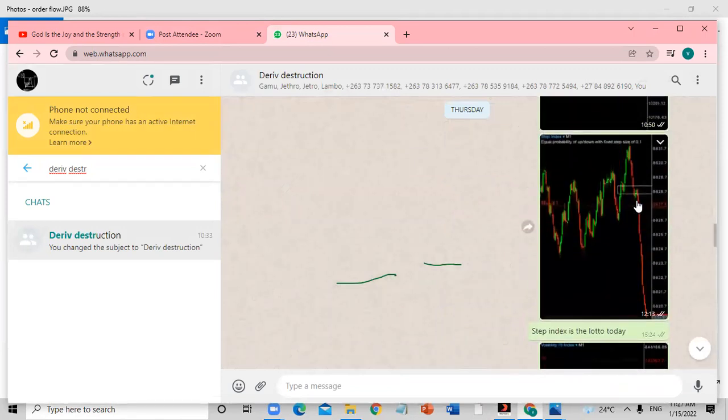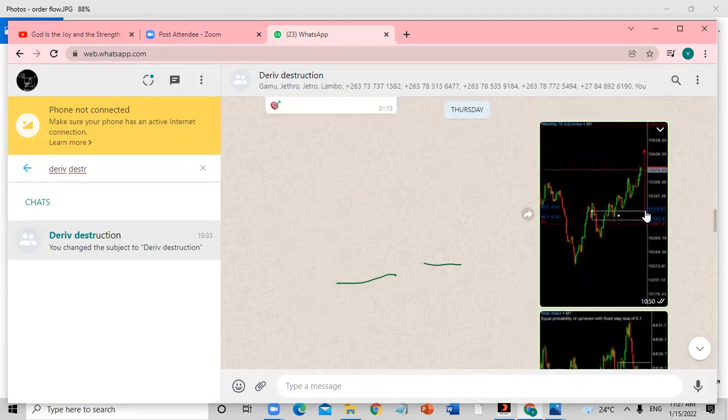So whoa, look at this one. This was crazy. I remember this step index trade. It just went on and on and on. Okay. But anyways, that's it for me, guys.